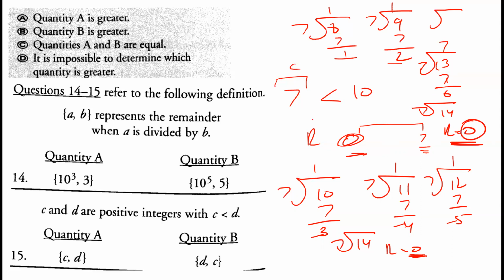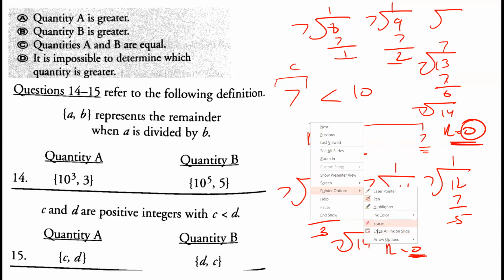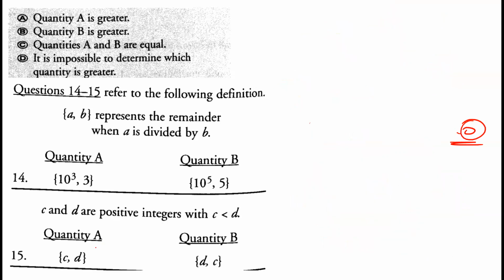So for quantity A, the remainder would actually be C. And over here, the remainder can be a number between 0 and less than C. So which quantity would be greater? Both of them are positive integers. So it's a number that is less than C but greater than 0, or 0. So quantity A would be greater than quantity B. Hence again option A is correct.